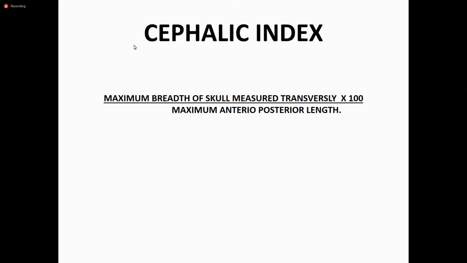And how is it calculated? It is the maximum breadth of the skull measured transversely, divided by the maximum anterior-posterior length, multiplied by 100. This also I told you: the maximum breadth is the maximum breadth transversely across the skull, taken just above the mastoid process, and the maximum anterior-posterior length is from the glabella in front to the occipital protuberance at the back. This is how you take it, and mind you, it is taken with the help of calipers. This cannot be done straight away by means of a measuring tape, so this has to be measured by calipers.